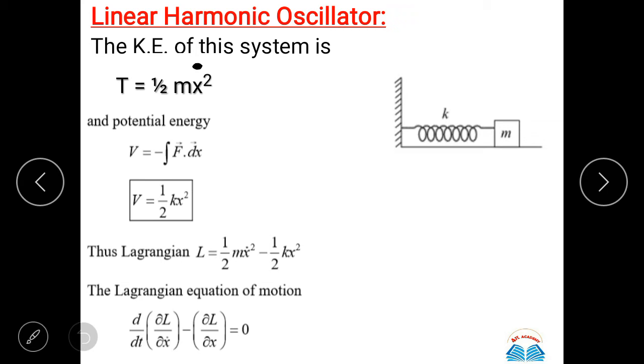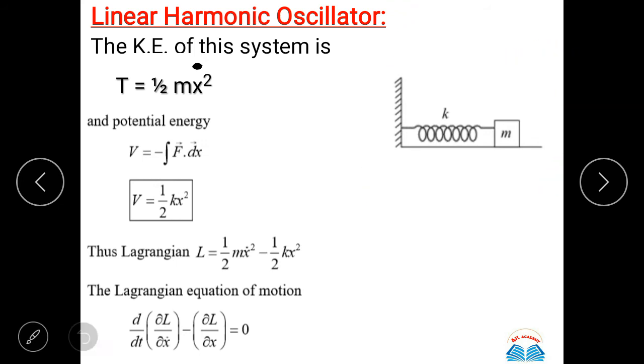Now, what is a linear harmonic oscillator? A linear harmonic oscillator is one whose oscillatory motion we can assume to be linear. When we plot the graph, it gives a linear output for us, so that is a linear harmonic oscillator.